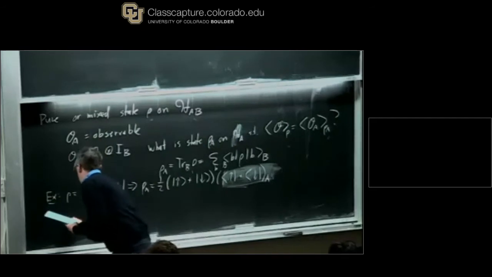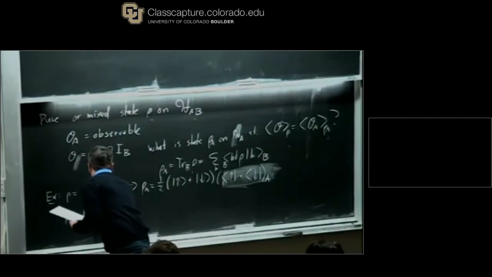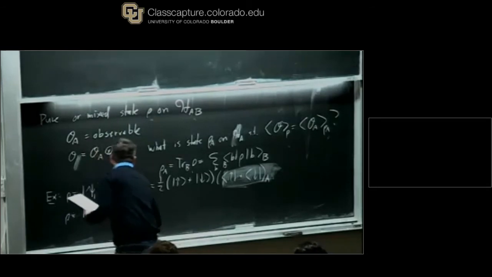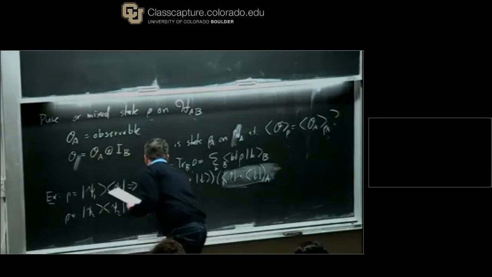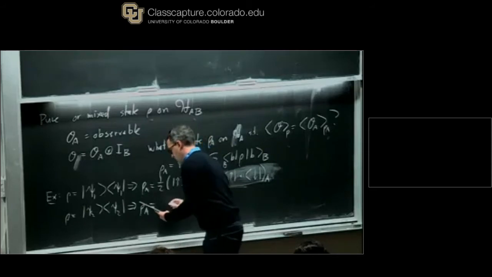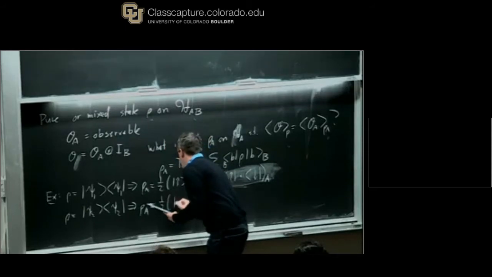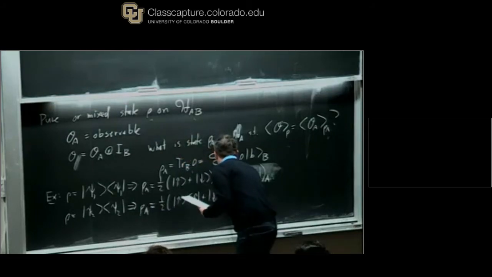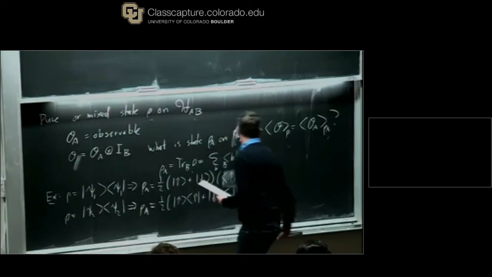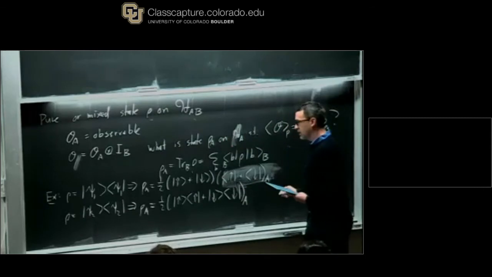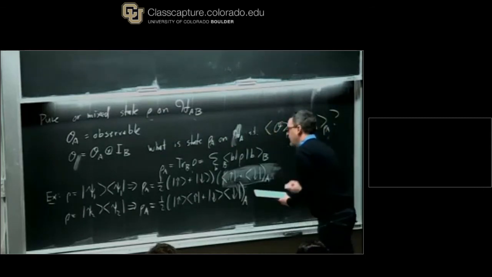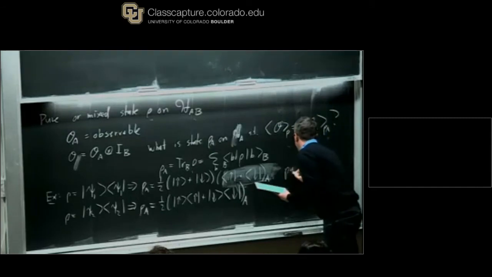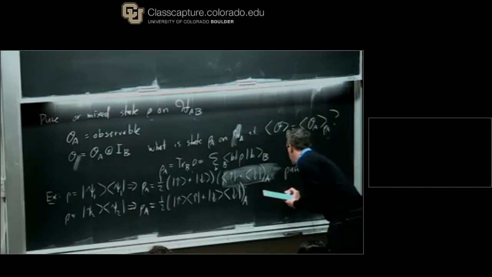However, if I instead take psi 2, which is the entangled one, then I get a different rho A. I'm not going to go through the algebra, but what you get is this state. So in the factorized case, we ended up with rho A being pure, and in the entangled state, we ended up with it being mixed.